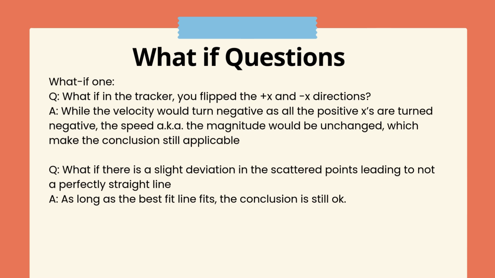So for some what if questions, what if in the tracker you flip the x positive and x negative directions? While the velocity would turn negative, as all the positive x's are turned negative, the speed, aka the magnitude, would be unchanged, which still makes the conclusion applicable. What if there's a slight deviation in the scattered points leading not to a perfectly straight line? As long as the best fit line fits, the conclusion is still valid.